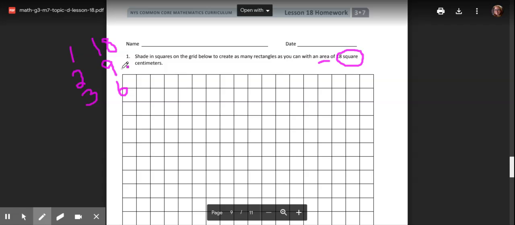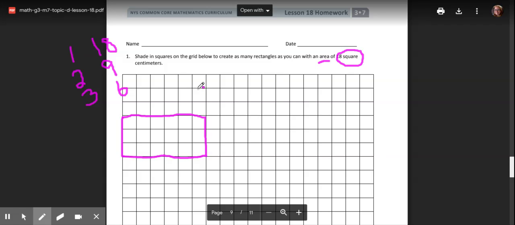So I am going to do 3 and 6. If I'm going to draw an area, and you can draw this anywhere, it doesn't have to be right here, I need one side to have 3 squares and the other side to have 6. So 1, 2, 3, 4, 5, 6, and then up 3 and over. And then we will count to double check and make sure there is 18 in here. 1, 2, 3, 4, 5, 6, 7, 8, 9, 10, 11, 12, 13, 14, 15, 16, 17, 18.